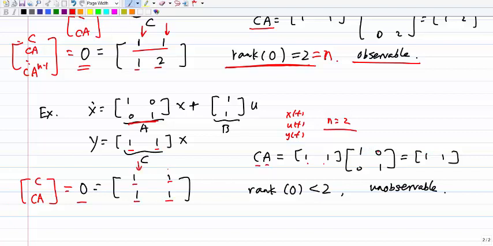Apparently these two rows are the same, so they're not independent. So the rank of O is equal to 1, which is less than 2, which is n. So this is not observable.